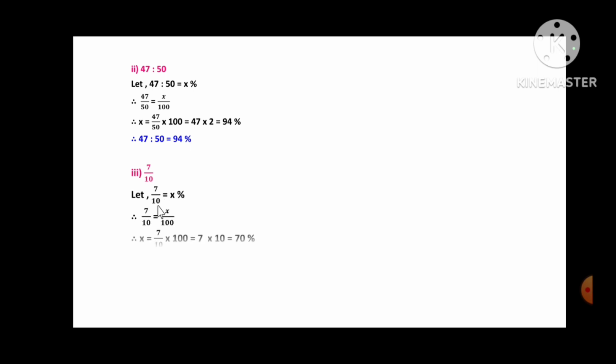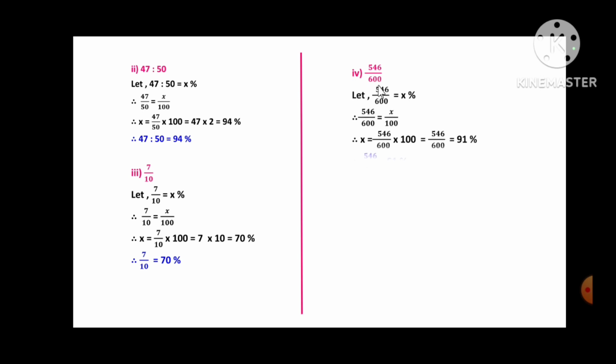Number 3, 7 upon 10. Let 7 upon 10 is equal to x percent. Therefore 7 upon 10 is equal to x upon 100. So x will be 7 upon 10 into 100. That is 7 into 10, 70%. So 7 upon 10 is nothing but 70%. Problem number 4. 546 upon 600. So 546 upon 600 is equal to x percent. Therefore 546 upon 600 is equal to x upon 100. x is equal to 546 upon 600 into 100. Here the 0 gets cancelled, you will get 546 upon 6, which could be 91%. So 546 upon 600 is 91%.